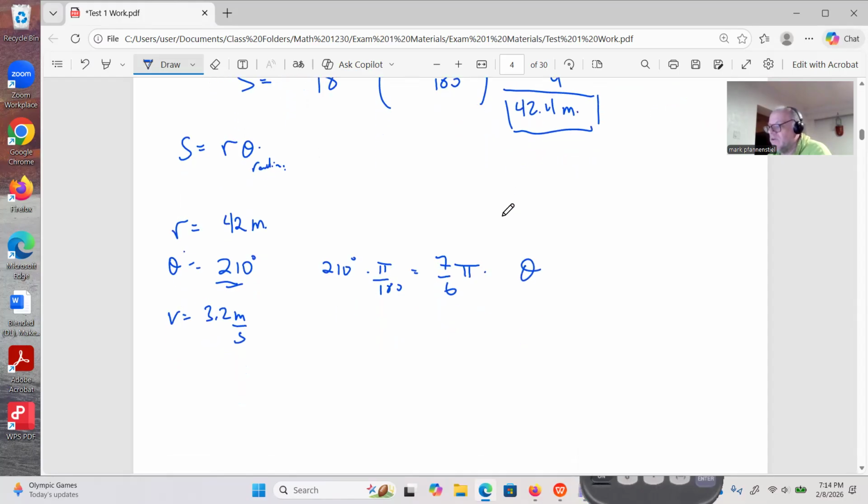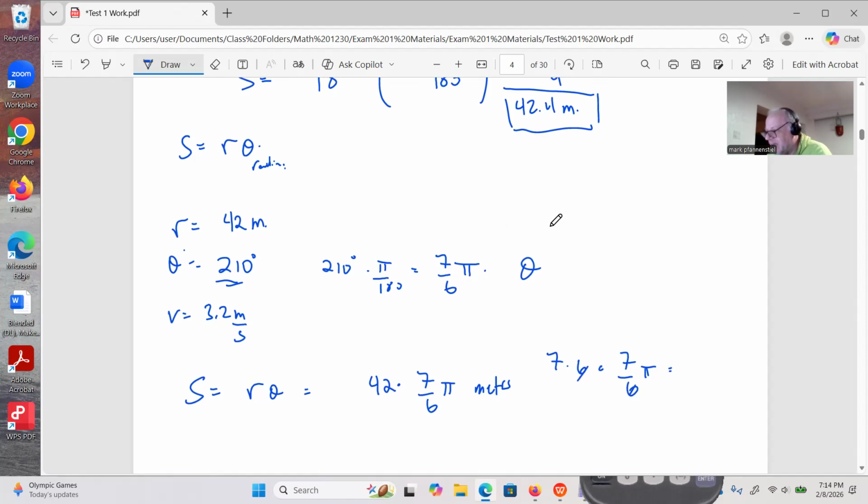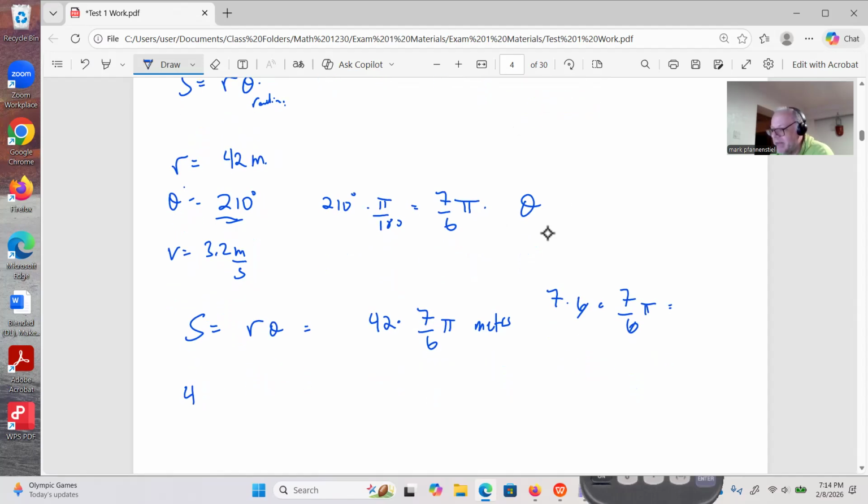All right. So in order to figure out my arc length now, we have S is equal to R theta. So that's going to be 42 times 7/6 pi meters. Okay, 42 is 7 times 6. So we're going to say 7 times 6, that's 42, times 7/6 pi. The whole reason I did that was, oh, look at that. We've got 49 pi meters. 49 pi meters. That's the arc length that we had to go through.